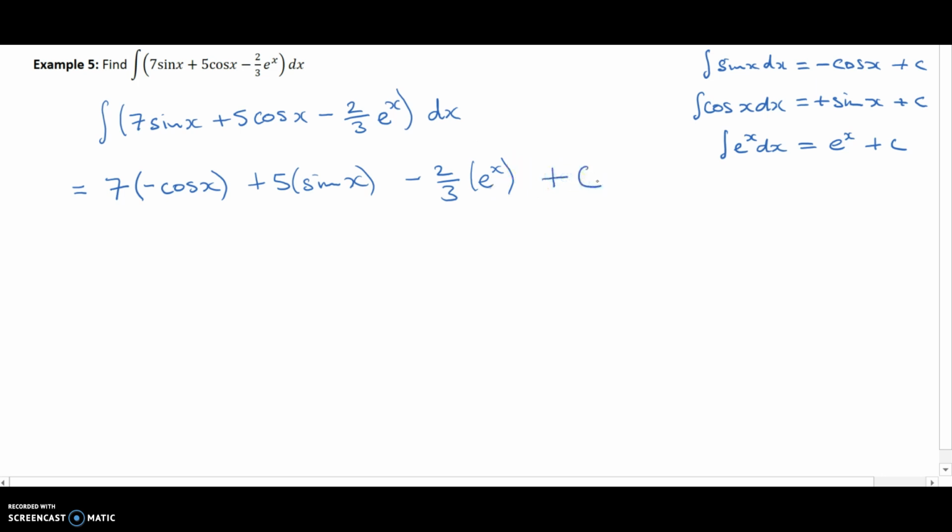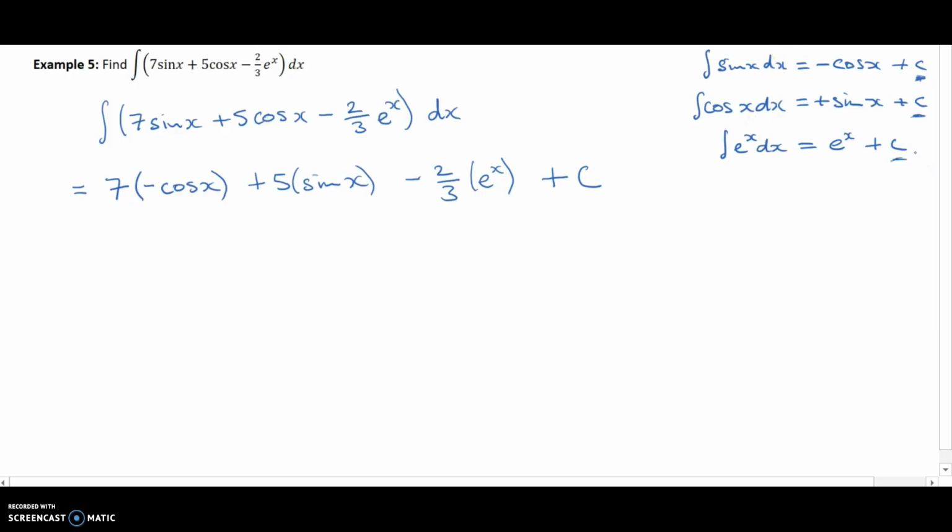Rather than using a plus c after every individual part, we just put a single plus c at the end. Because if we add these three constants, c and c and c, we just get another constant. So the c that we finally end up with is just the sum of all these individual constants. We don't know what any of them are, so the answer is simply going to be another constant.